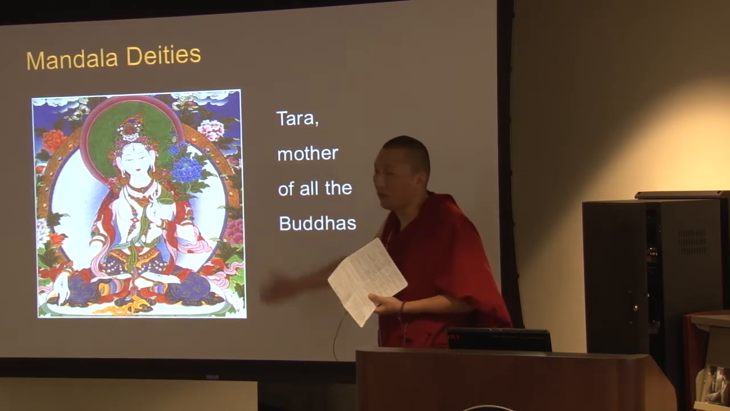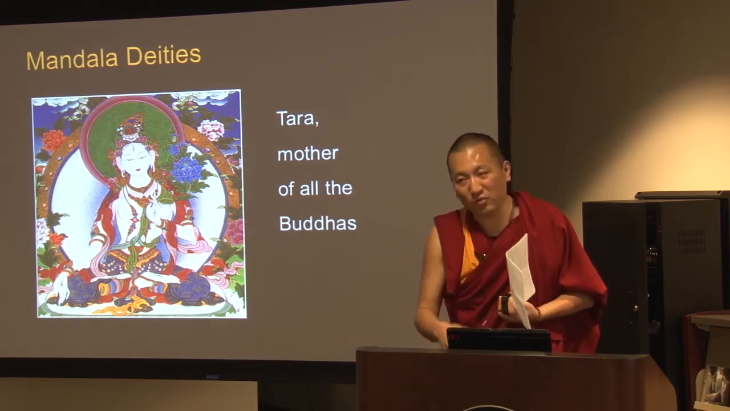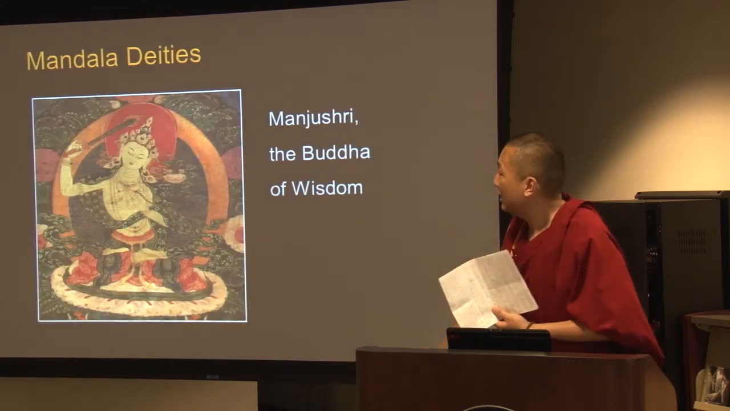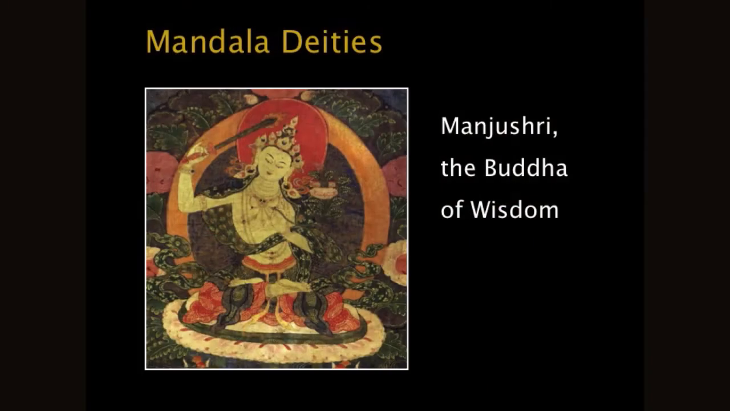So this is the energy of the long life of Bodhisattva. When we go to the Mandala of the Bodhisattva, we put Goddess Tara in the center. This is Manjushri, the Buddha of wisdom.